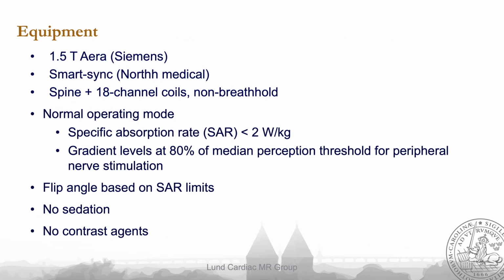So we are running this on a 1.5 Tesla scanner, and we've been using the SmartSync since 2016, 2017. We're doing this with a combination of a spine and 18-channel coils, and nowadays we run mainly non-breath hold sequences. We are sticking with a normal operating mode with a specific absorption rate less than 2 watts per kilogram. And we also look at the gradient levels. We use flip angles based on these SAR limits.